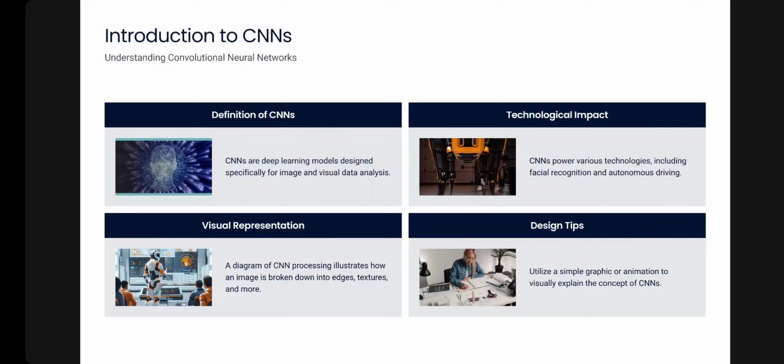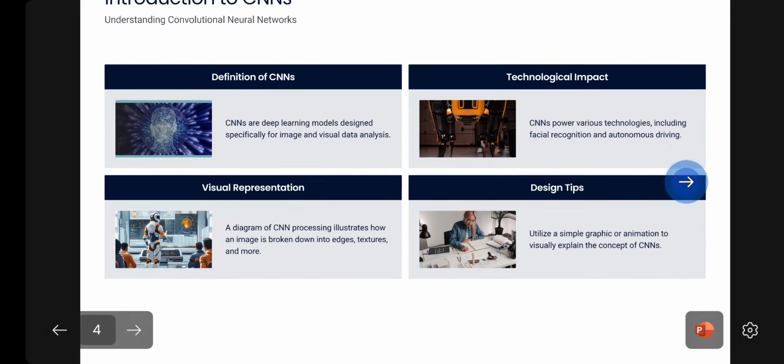It's basically a deep learning model designed specifically for image and visual representation of data, and CNN powers various technologies including facial recognition and autonomous driving. So in all places where an image or camera is used, CNN comes into play. The CNN process illustrates how an image can be broken down into edges, textures, different pixels, and patches. These are all how CNN breaks down images, and they use a simple graphic or animation to visually explain the concepts of CNN.